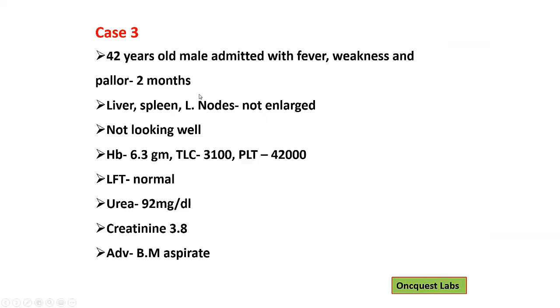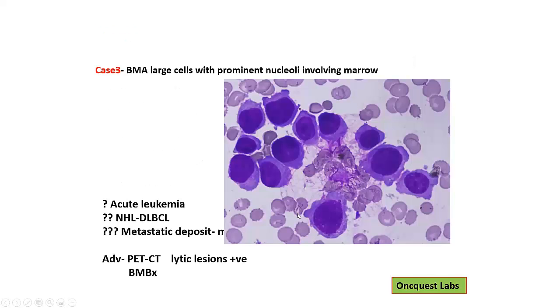Now this was a 42-year-old male admitted with fever, weakness and pallor of 2 months duration. No liver, no spleen, no lymph nodes, not looking well. Low hemoglobin of 6. TLC was again low, 3000. Platelets 42,000. So the patient had pancytopenia, LFT normal, but no liver, spleen or lymph nodes. Urea was increased, 92. Creatinine was increased, 3.8. And the bone marrow aspirate was carried out. And that is what we found on the bone marrow aspirate.